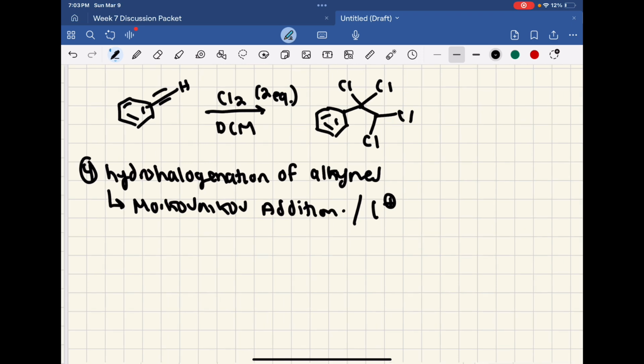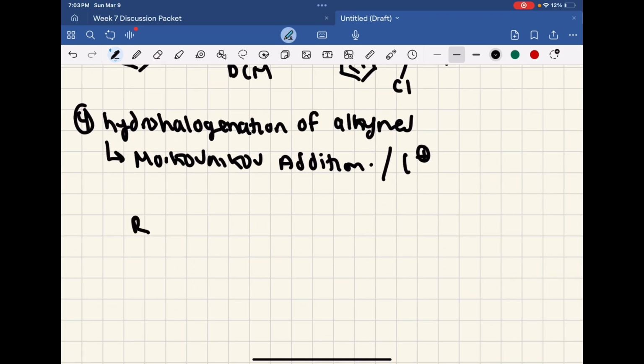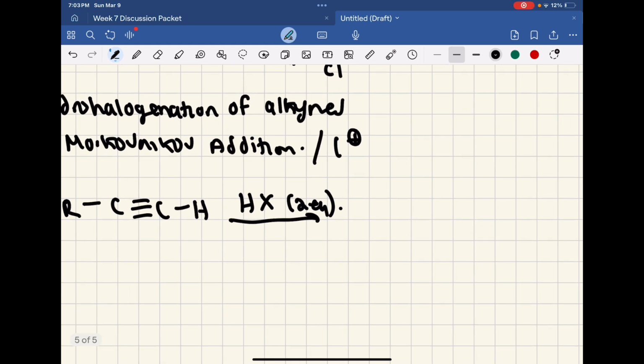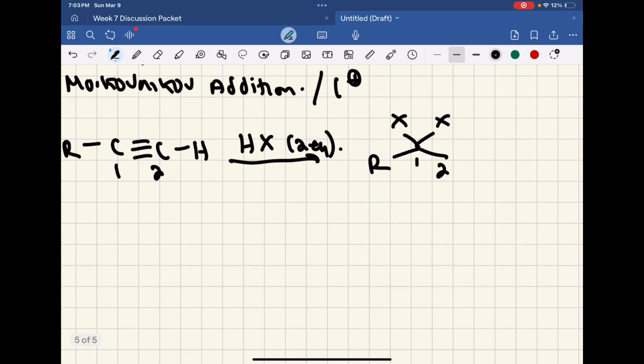So again, the generic picture of hydrohalogenation of an alkyne: if I have, perhaps, this terminal alkyne, it doesn't have to be terminal, but here's an example, and I show two equivalents of HX adding across this. From the 1, 2, you're going to get two halides adding on at the same carbon. I think that's the key: the X's end up on the same carbon. Let's see this mechanistically.